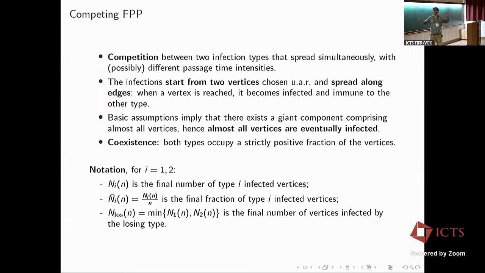There are n nodes, so if at the end both take linear in n order of nodes, then we have coexistence. Otherwise, one wins and the other one loses. So in the following, I will show some results. This is the notation I will use for now.